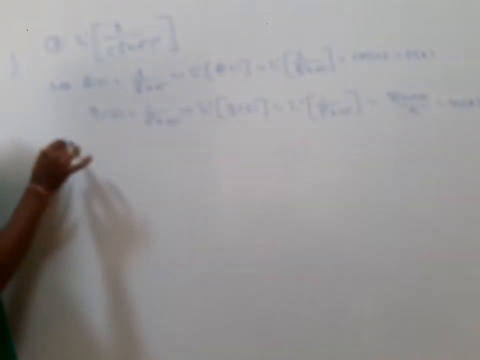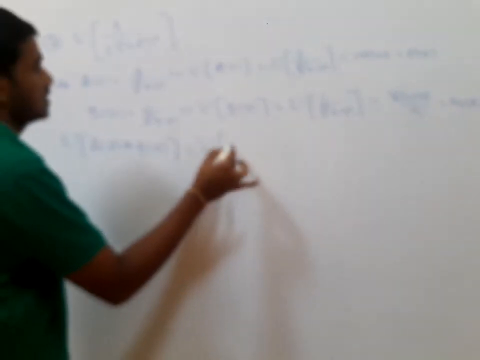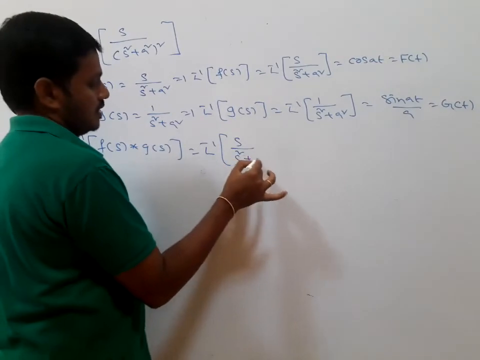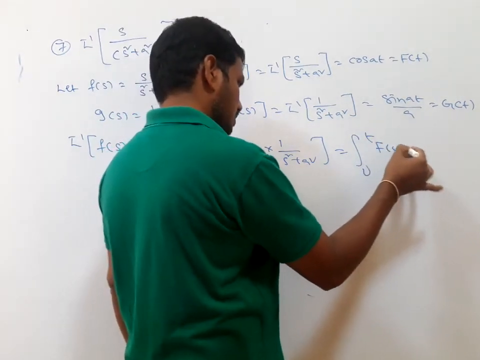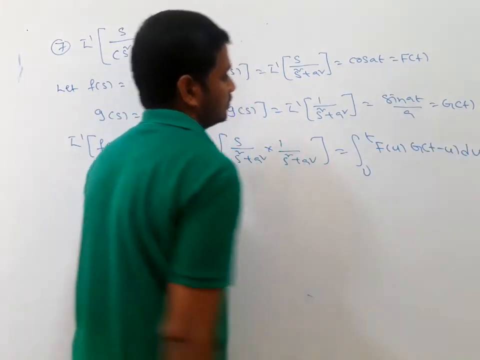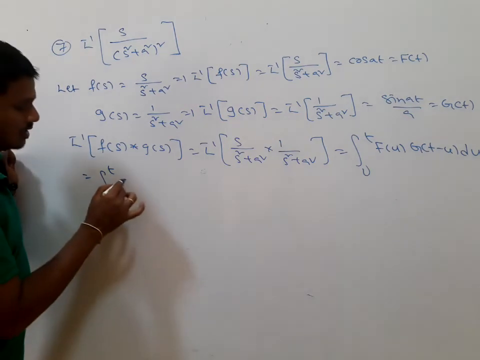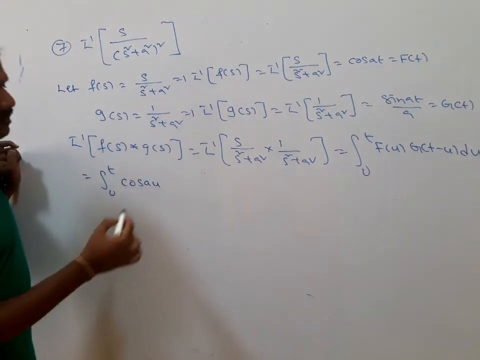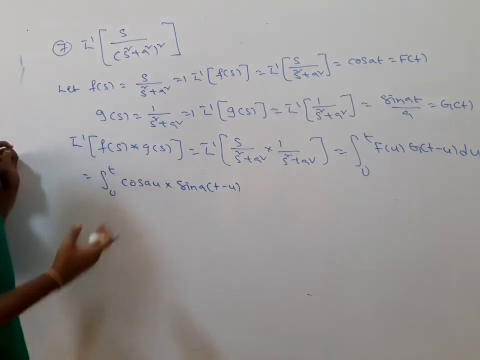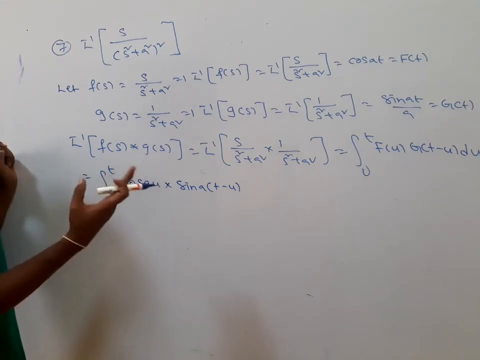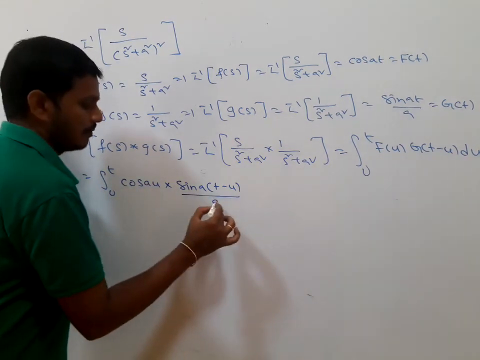Yes, by applying the convolution theorem, L inverse of f of s into g of s. This is the same as L inverse of s divided by s square plus a square into 1 divided by s square plus a square, integral 0 to t f of u g of t minus u du, integral 0 to t f of u, cos au, into sin a into t minus u. Here it is no problem. If you are interchanging f and g, f of t minus u, g of u, here also we get the same case, cos a of t minus u divided by a du.